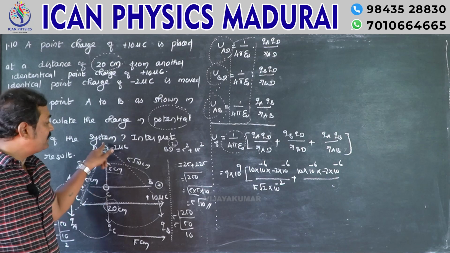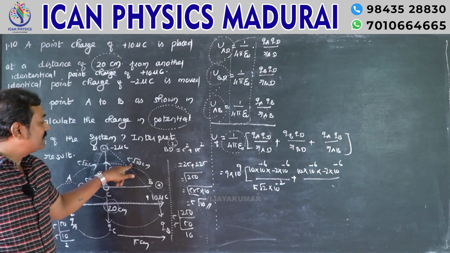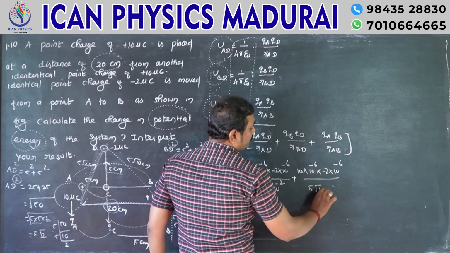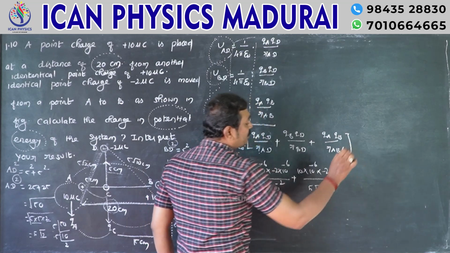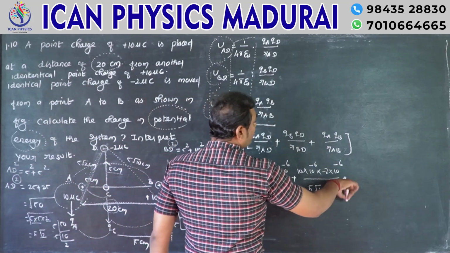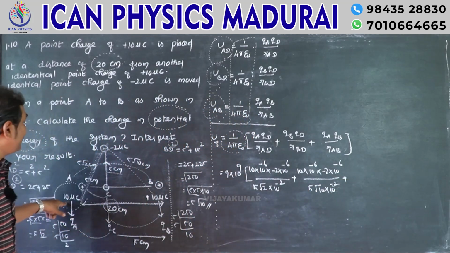Now the distance between these two can be taken as 5 root 10. So 5 root 10. To convert the centimeter into meter, it is multiplied by 10 to the power minus 2. Plus QA. So what is the value of QA?